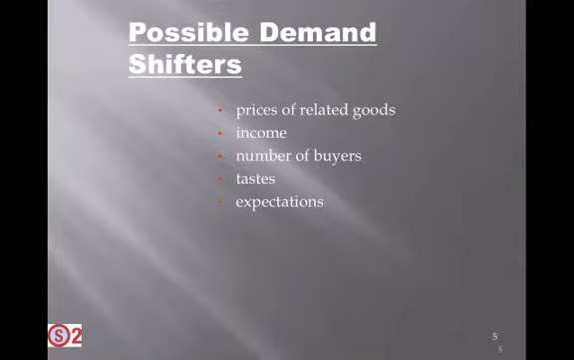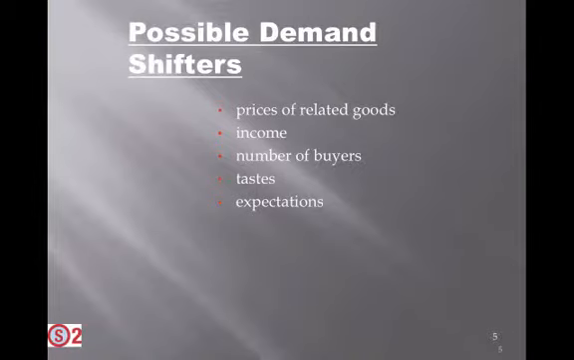The substitute good changed price, Coke's price changed. That affects your demand for Pepsi. Probably the demand for Pepsi is going to go up in that case. So prices of related goods affect the demand. Also, your income can affect demand. Generally, as our income goes up, we're going to demand more of most goods. We call those normal goods.